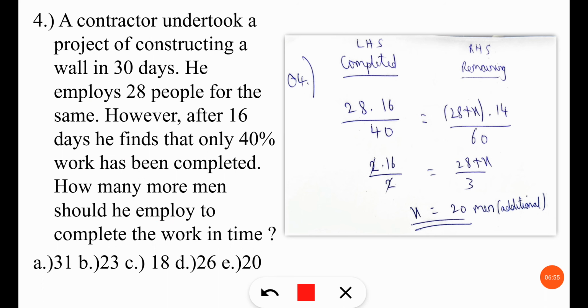For this problem we'll follow the M1 D1 by W1 equals M2 D2 by W2 formula. On the left hand side we write the completed work, and on the right hand side the remaining work. Completed work means 28 men, M1, into 16 days, D1, by 40% completed work. The remaining is 28 plus x, where x is the additional men to be employed, into 14 days by 60. On simplification we get x equals 20 men. That is, 20 more men are required to complete the work in time. Option E is the correct solution.